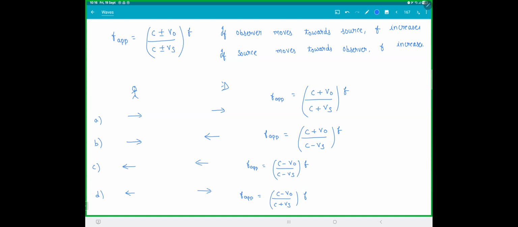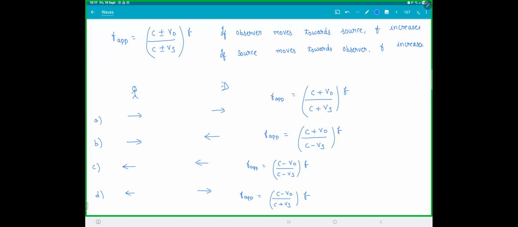Clear with this? Any doubts on this? All clear when to use plus, when to use minus? That's a simple way to remember. If I try to come towards you, whether I'm coming or not is a different story, I am trying to come towards you, frequency should increase. Clear with this?